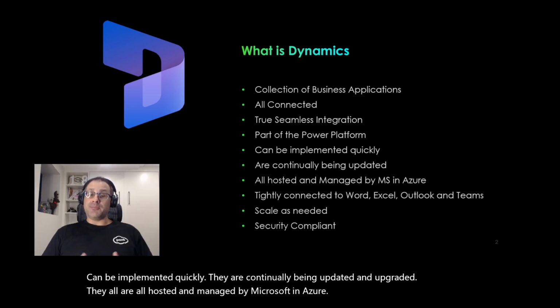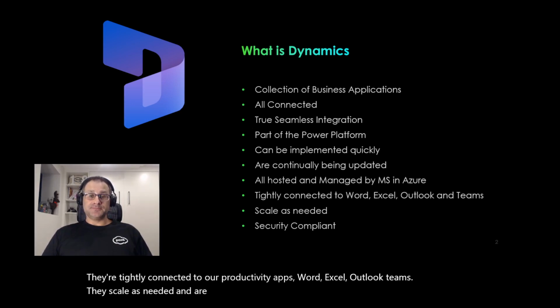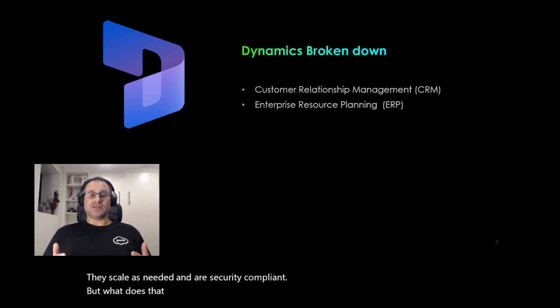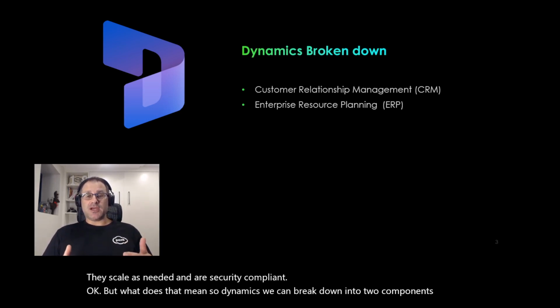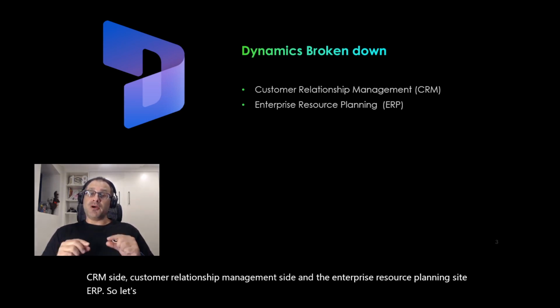They're tightly connected to our productivity apps like Word, Excel, Outlook, Teams. They scale as needed and are security compliant. Okay, but what does that mean? So Dynamics, we can break down into two components: the CRM side, customer relationship management, and the enterprise resource planning side, ERP. So let's look at the CRM component first.